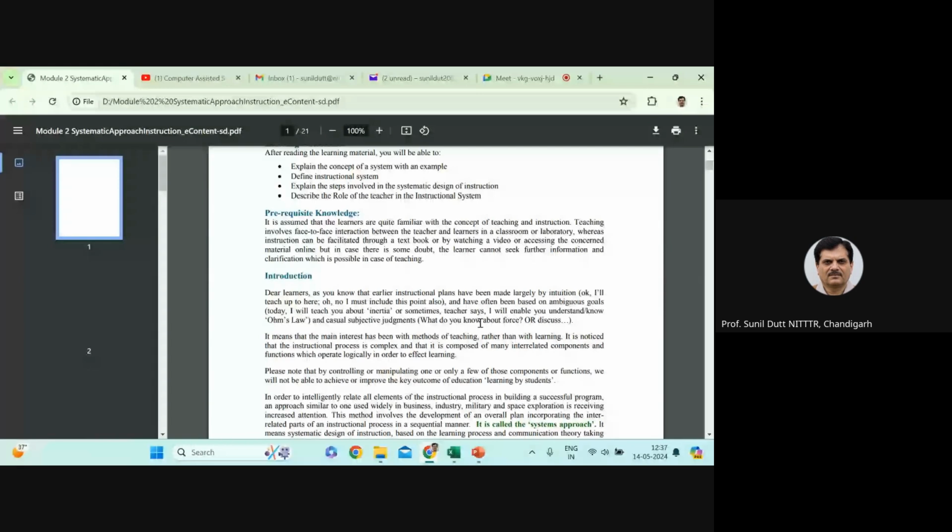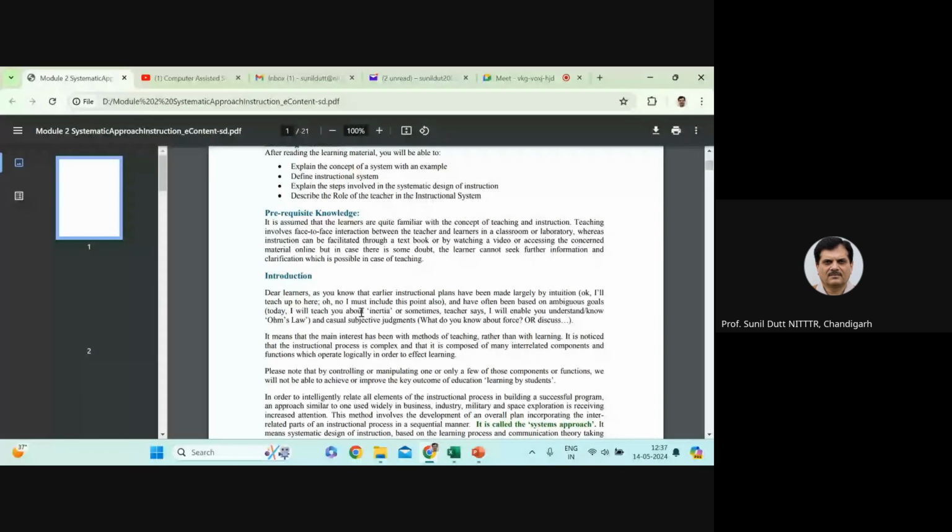Now you will start with the introduction. Now you will use interactive language. Once the student is reading this material, he will have a feel that a teacher is talking to him, and not simply that he is reading out the text from a textbook.